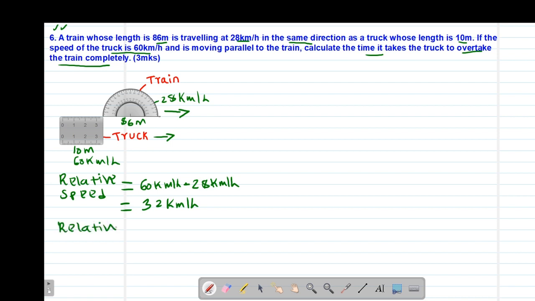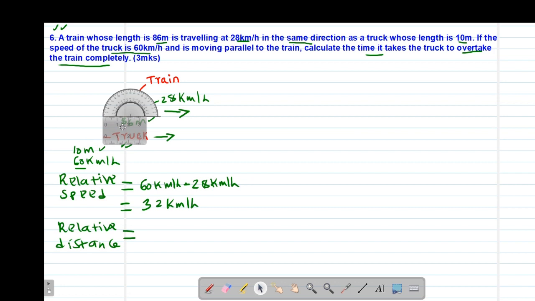So the relative distance will simply be equal to the distance which is involved in that particular process of overtaking. So remember, because the truck is moving at a higher speed, which is 60 kilometers per hour, as compared to the speed of the train, it simply means that the truck in this case is the one that is going to overtake the train. Therefore, the relative distance which is involved in the process of overtaking will simply be 86 meters plus the 10 meters.